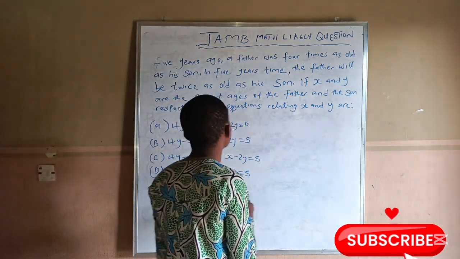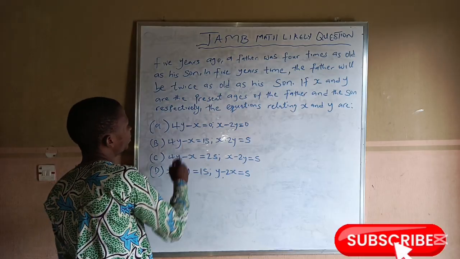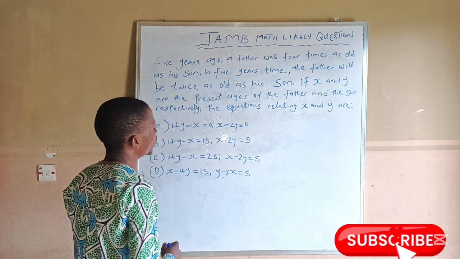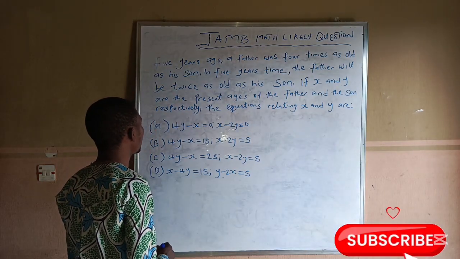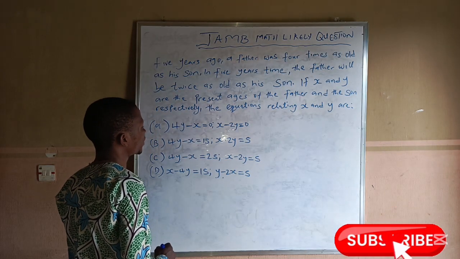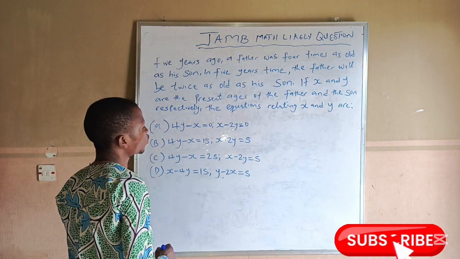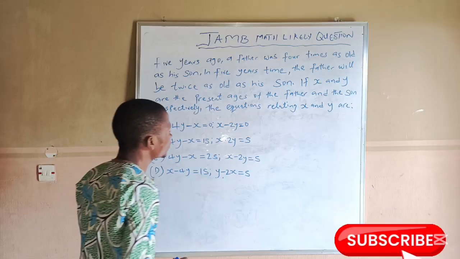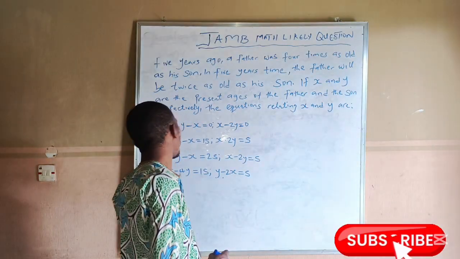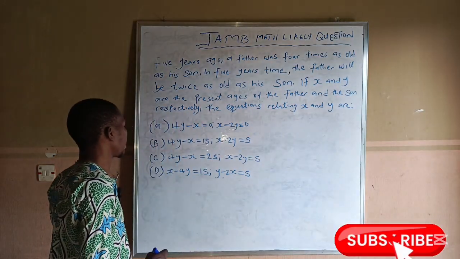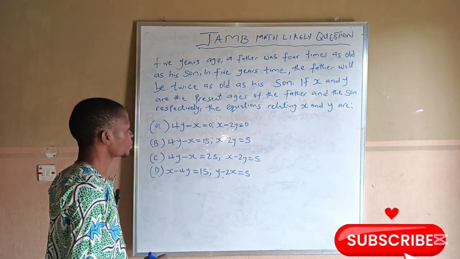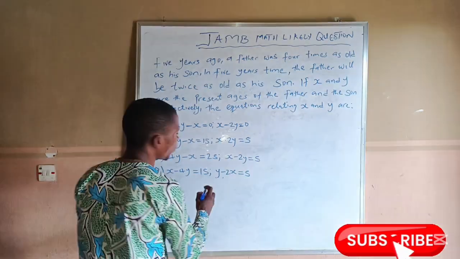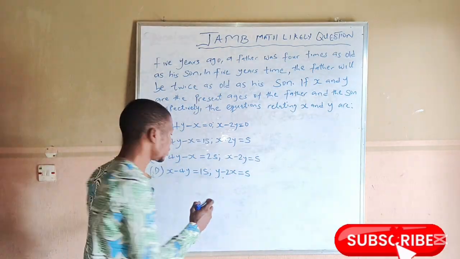x and y are, these are the options given: A, 4y minus x equals 0 and x minus 2y equals 0. B, 4y minus x equals 15 and x minus 2y equals 5. C, 4y minus x equals 25 and x minus 2y equals 5. D, x minus 4y equals 15 and y minus 2x equals 5. Now let's see how we are going to solve it.